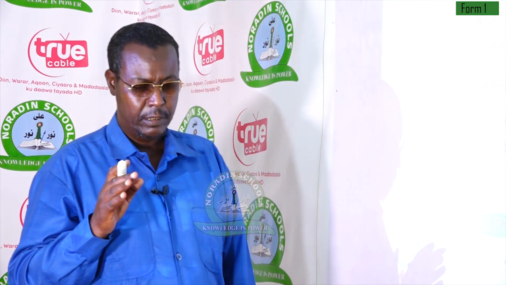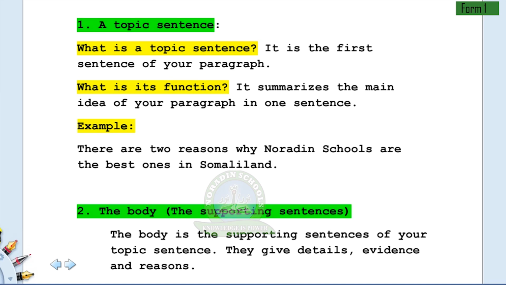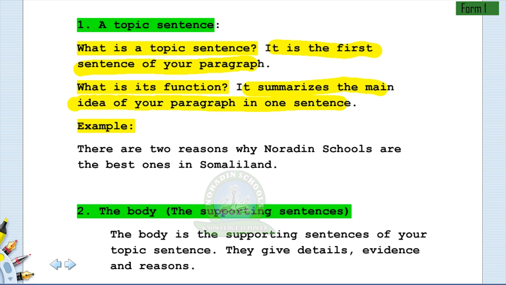If you might ask yourself what it does in a paragraph, a topic sentence usually summarizes the main idea of your paragraph in one sentence. Well, after your reader reads your topic sentence, he should know that the rest of your paragraph is about that topic.